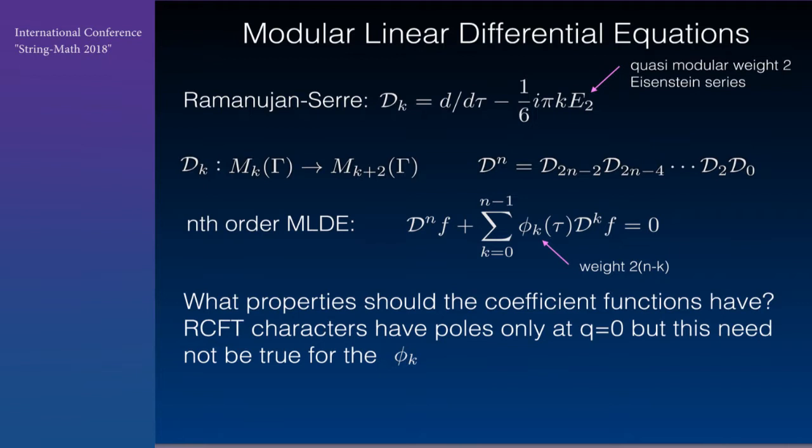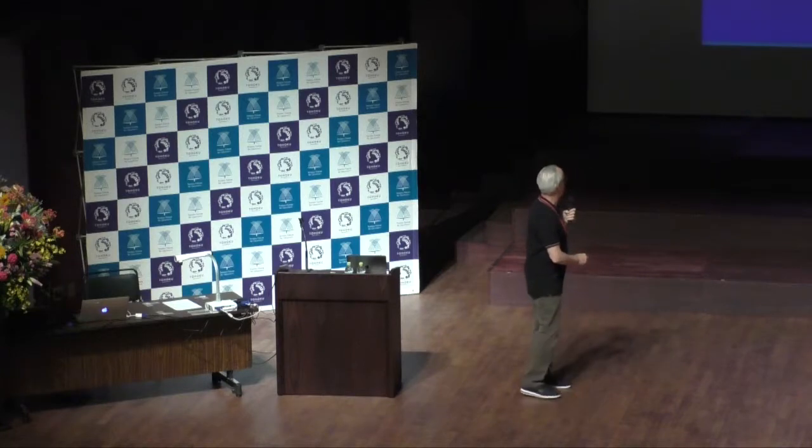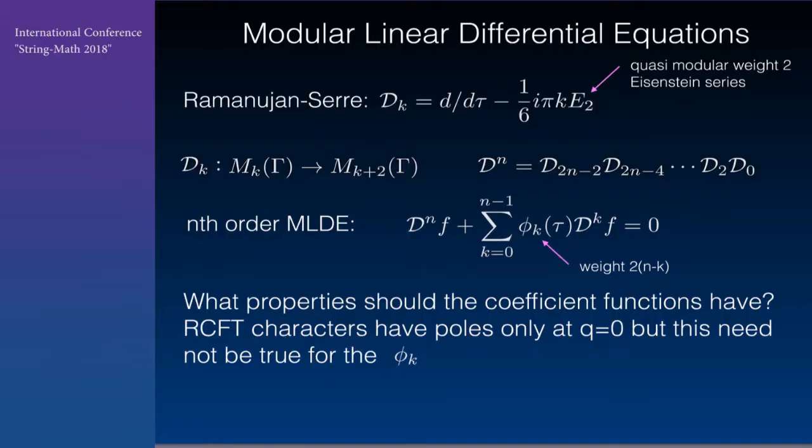So we can then write down a differential equation where every term has weight 2n by multiplying lower powers of this iterated derivative by modular forms of weight 2 times (n minus k), where we sum from k equals 0 to n minus 1. And then we have to ask ourselves what properties these coefficient functions should have. So rational conformal field theories do have a pole as you go off to the cusp at i infinity, but you can prove that they converge everywhere else. So they can't have poles anywhere else, but this does not have to be true of the coefficient functions.